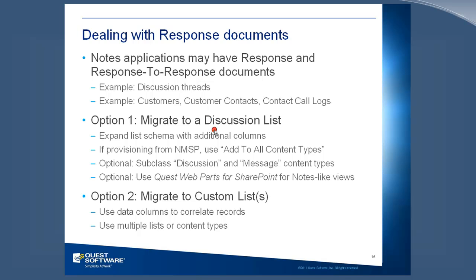And so you can expand the schema of this list to include all the additional columns. Just like I did for a custom list before, I can pull over any columns I want to and add them to the discussion list. One caveat here is that by default we're just going to add those new columns to the main content type for discussion threads, which in SharePoint is called discussion.